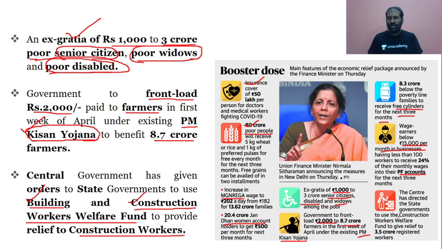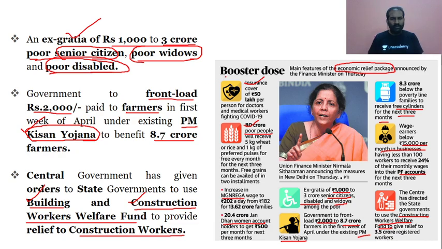And then in regards to the construction, the Building and Construction Workers Welfare Fund will be given to the construction workers as a relief, so that everything is covered here. When you look at this picture, you will have a thorough understanding. This is like a flow chart, and it will give you the complete understanding of the economic relief package of the government through the finance ministry.